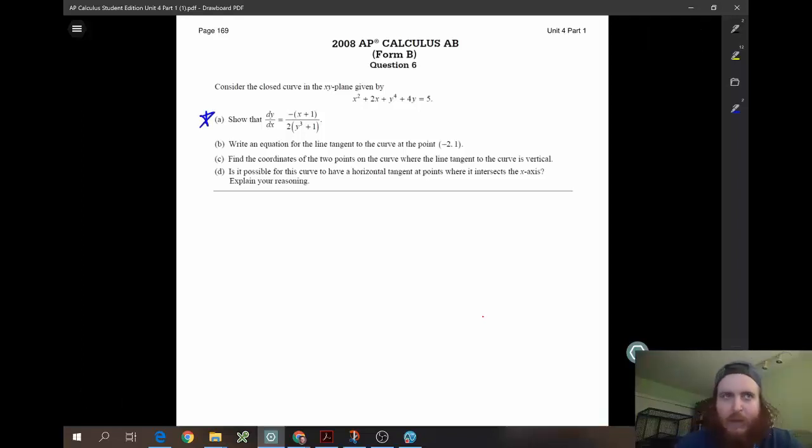They kind of give us the answer. So that first couple points is actually a very easy couple points because we're basically just going to get that answer. So on A, I'm going to just rewrite the original: x squared plus 2x plus y to the fourth plus 4y equals 5.